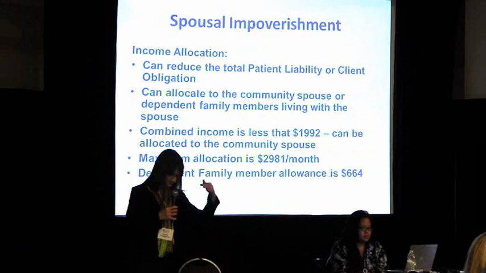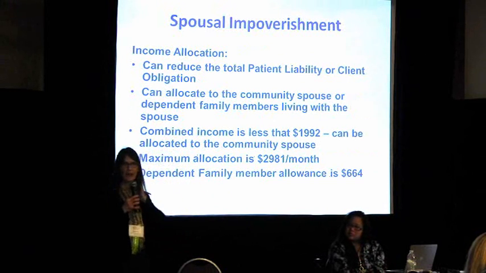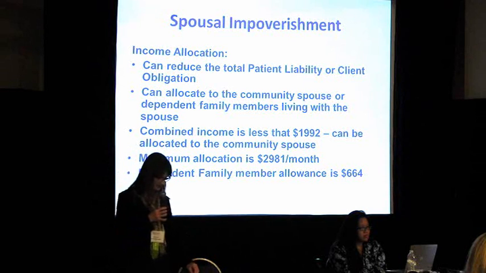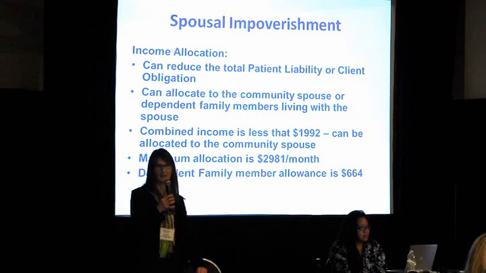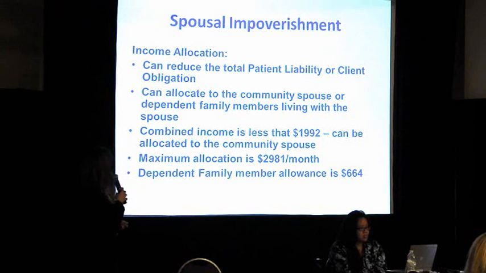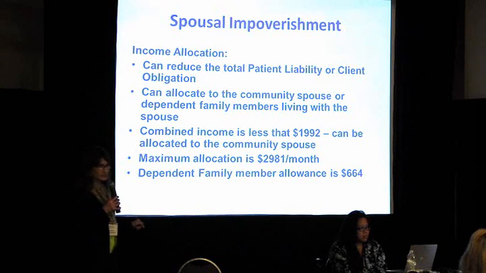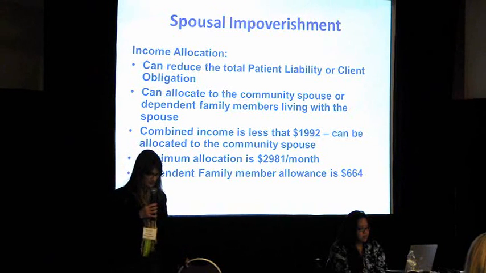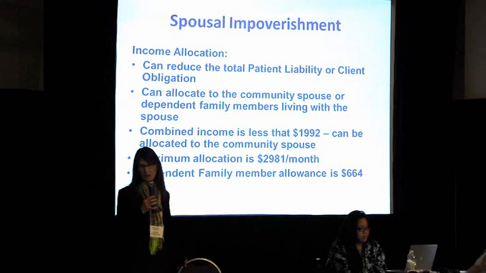So there are all different flavors of how this actually plays out. Hopefully you can see that this helps demonstrate what they would actually have and how the resource provisions of spousal impoverishment play out. Now we're going to turn our attention to the income provisions for just a second. And we're going to talk about how you can reduce the total patient liability or client obligation.